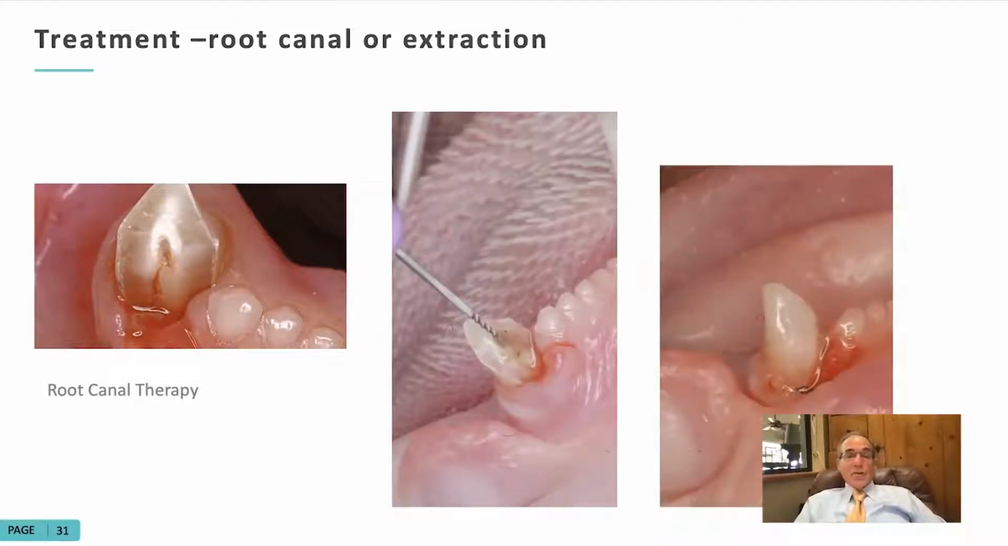So we did root canal therapy, took out the infected root, filled it with the same material that they use in humans, which is called gutta percha, and then restored the tooth. And that tooth has an excellent prognosis. The research has showed that 95% of the cases do well with root canal therapy if it's performed properly.